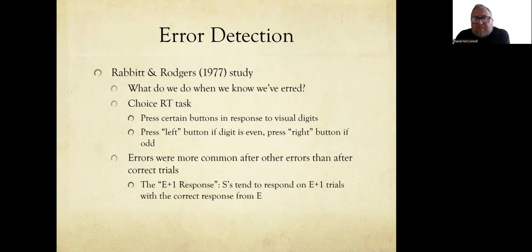Now, if we're told that we made a mistake, what do we do about that? Well, there's not a lot of research on this, to be honest. This is a very old study, as you can see, from Rabbit and Rogers, back in 1977. What they did in this situation is they had people performing a simple reaction time task.